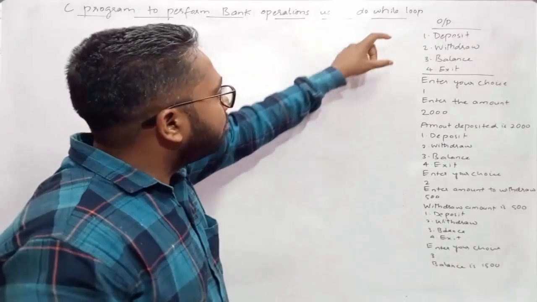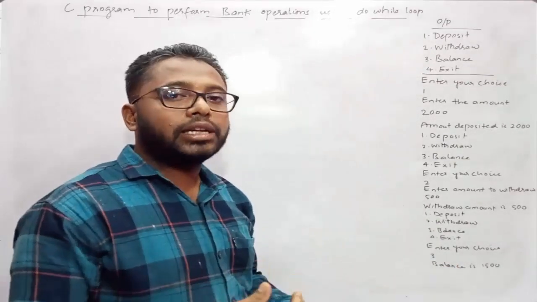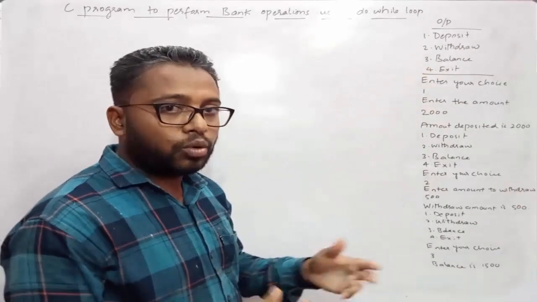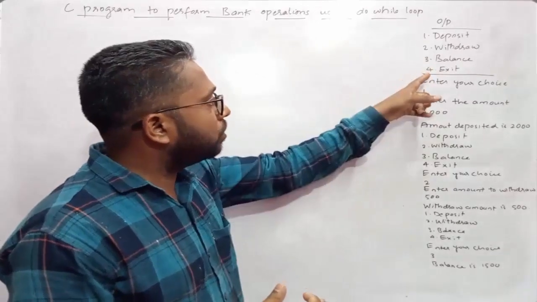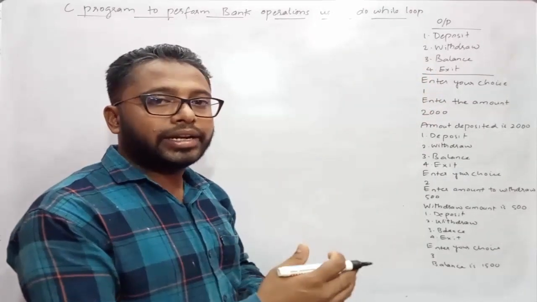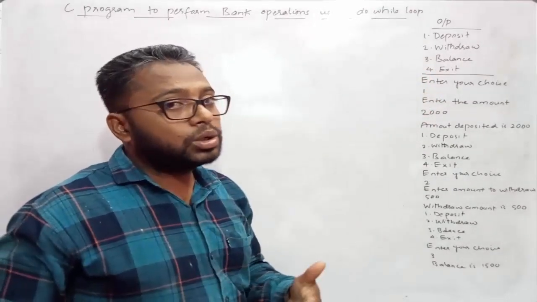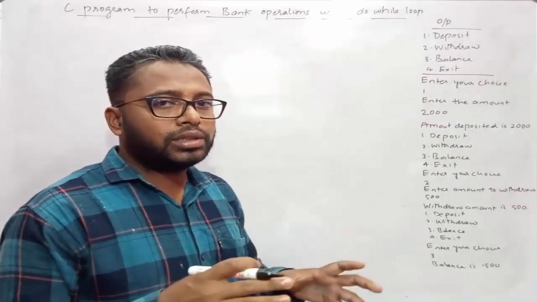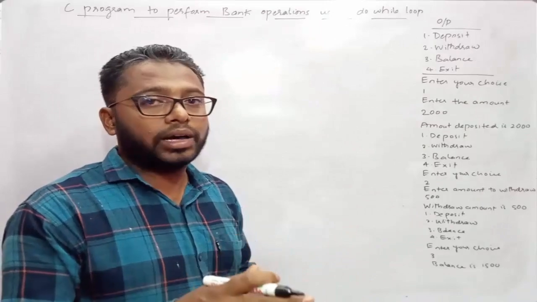Now this menu will keep on displaying to the user until and unless the user enters 4. The moment when the user enters 4, the loop gets terminated and we come out of the do while loop. So now just by looking at this program, what do you think, how many variables are required?